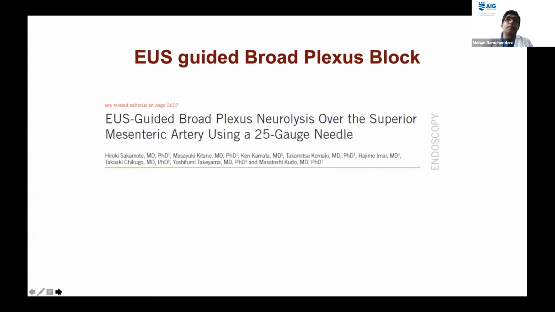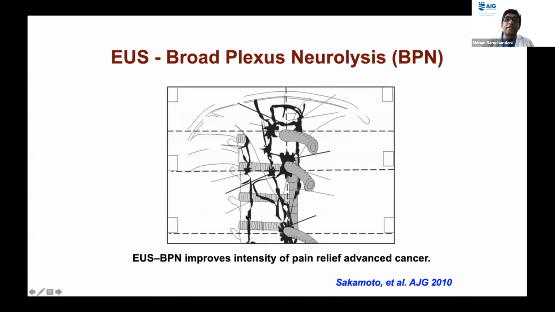Now, what is this broad plexus block? If you see this plexus around the celiac, superior mesenteric artery and inferior mesenteric artery, this is a broader plexus, and it is basically divided into 6 zones: right and left around the celiac, right and left between the celiac and superior mesenteric, and right and left between the superior mesenteric and inferior mesenteric. So broad plexus neurolysis improves the intensity of pain relief in advanced cancer.